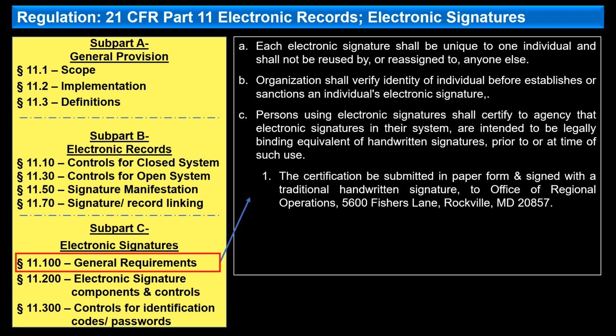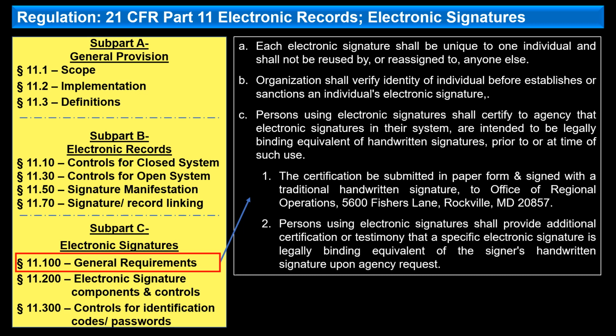So the certification should be submitted in paper form and signed with a traditional handwritten signature to the office address mentioned here. And the person using electronic signatures shall provide additional certification or testimony that a specific electronic signature is the legally binding equivalent of the signer's handwritten signature.